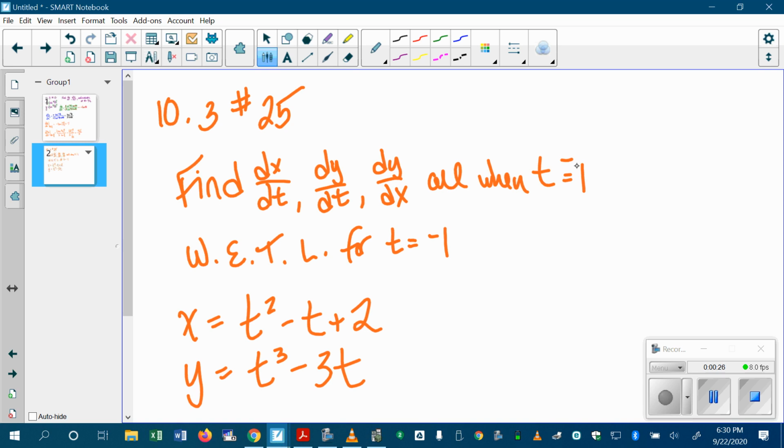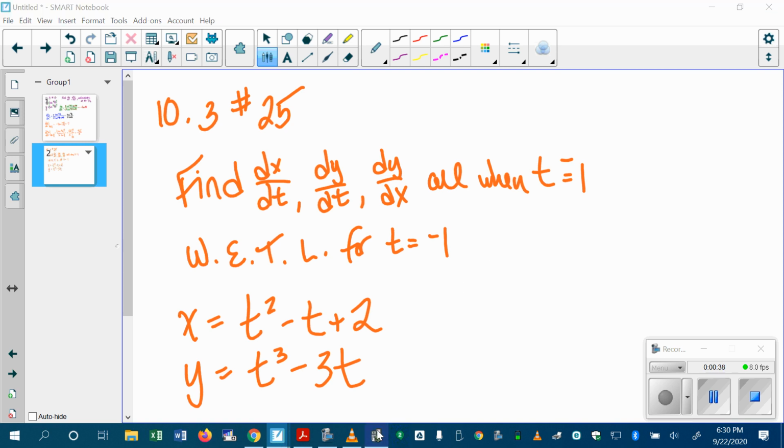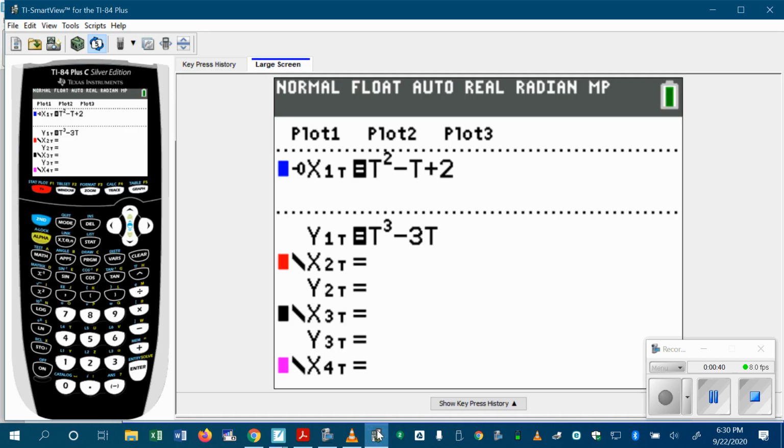And then they want me to write the equation for the tangent line at that same location or value when t is -1, and the parametric equation is as given. Okay, so I'm going to go over here to my calculator, and I have entered in the parametric relationship. Let me just make sure I don't have any typos. I think I'm all good to go.